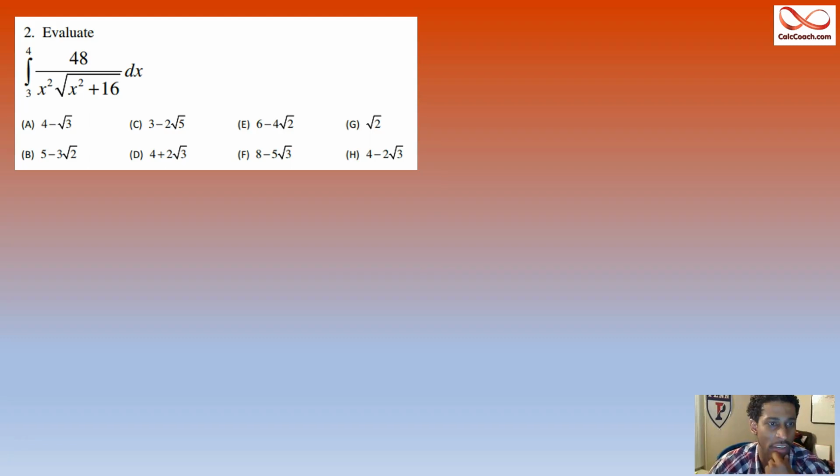Here's an example of a trig sub question where we have 48 over x squared times the square root of x squared plus 16, and this is a definite integral going from 3 to 4. So you have to recognize it as a trig sub, and know that there are 3 flavors of trig sub.